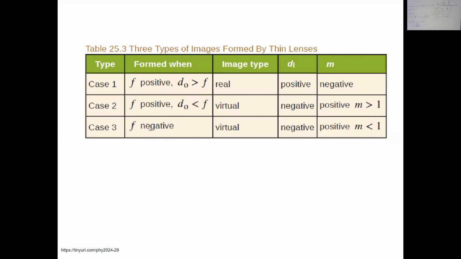For concave lenses, the focal length is negative. The image you get will be virtual, and Di will be negative. But the magnification will be less than 1. Okay. That means you get a reduced image.